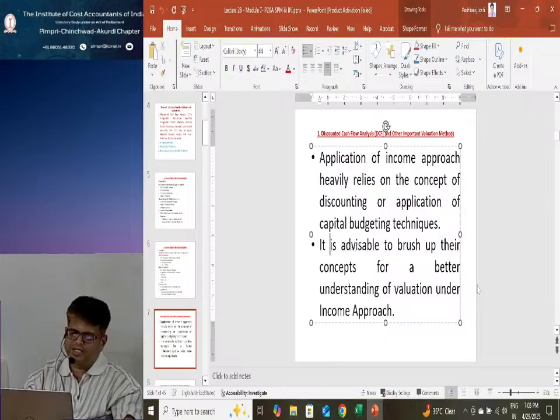So while understanding the various methods, it's a typo which I am correcting side by side.